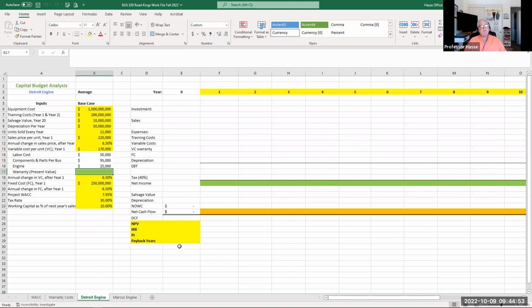If you want to put drafts of your spreadsheets together and send those drafts to me for a review to let you know that you're on the right track, please go ahead. Email me a draft of a spreadsheet. Let's say you do the Detroit engine before you do the Marcus engine. Why don't you send me a draft of your analysis? And I'll let you know that you're on the right track or where you might need to make some adjustments. You have these next few days to do that before Wednesday. After Wednesday, no more analysis for me anyways.